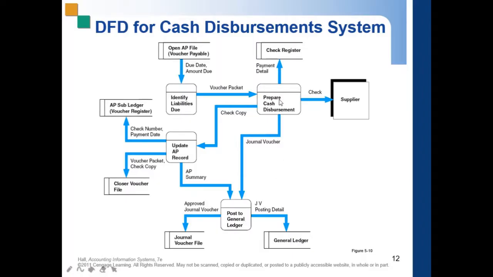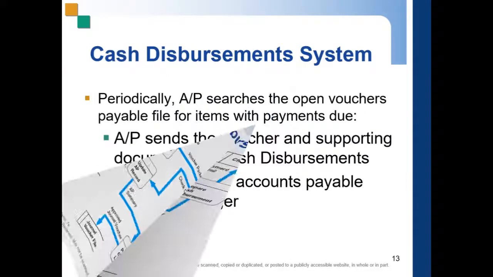Also, the cash disbursement will provide a journal voucher, which is also sent to your general ledger, and the posting functions will then be made. So, ato sa imong journal voucher file and your general ledger. So, sa cash disbursement, of course, ang journal ani is credits to your cash and debits to your accounts payable. So, mao na siya ang sa cash disbursement system.